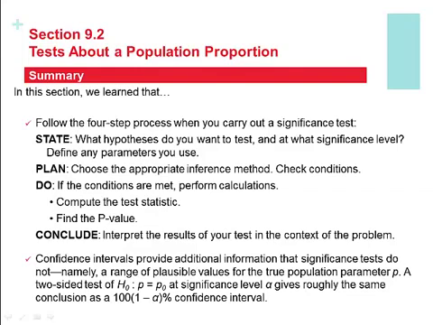And finally, confidence intervals provide more information than significance tests do. Namely, a range of possible values for the true proportion parameter P. A two-sided test of H0, where P is equal to P0, at significance level alpha, gives roughly the same conclusion that a 100 times 1 minus alpha percent confidence interval would give. This is the end of talking about tests about population proportions. Section 9.3 will cover tests about population means.